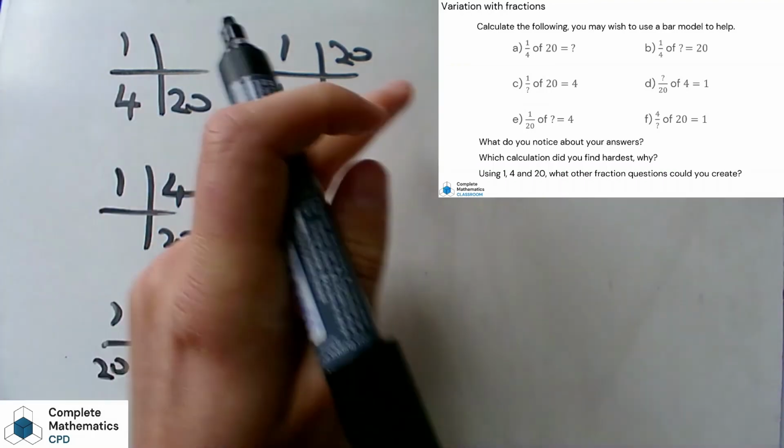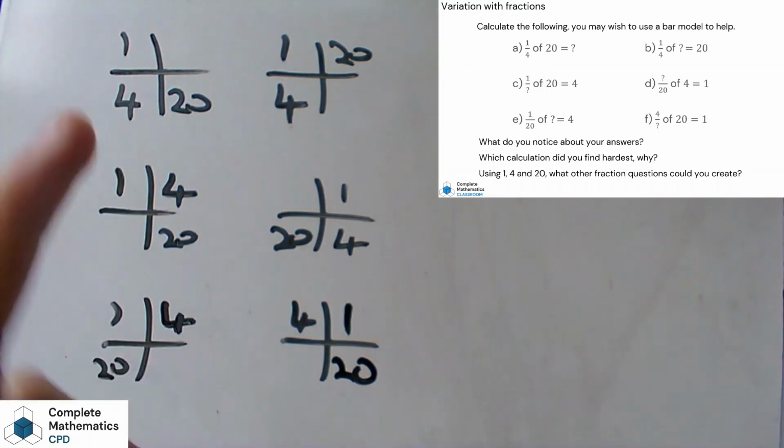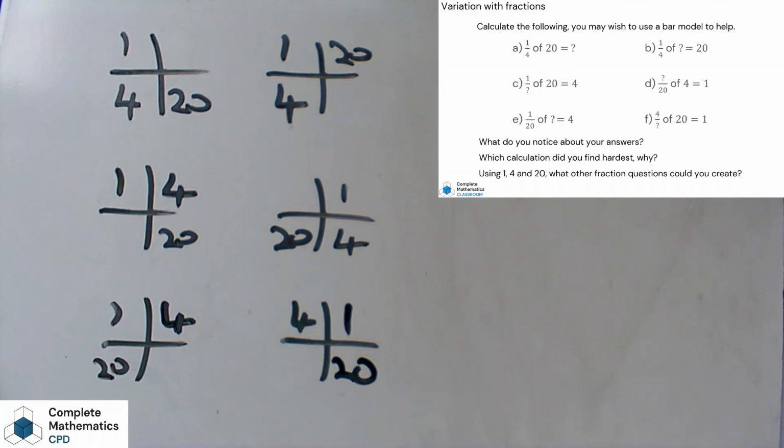So you can see a ratio table is a really consistent approach to get the solutions to these 6 answers as well. It's just a case of putting the 1, 4 and 20 in the correct position, which is obviously the hard part of the problem.